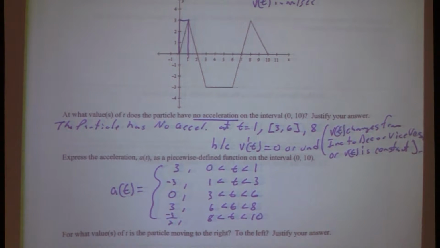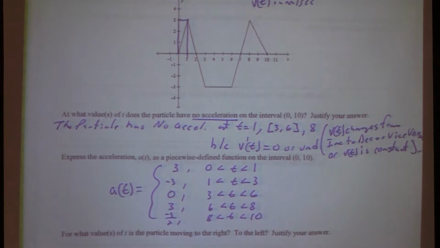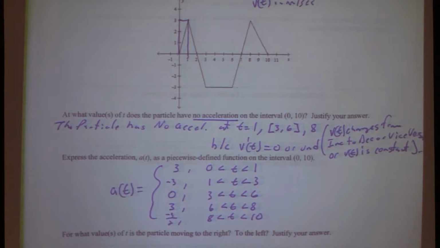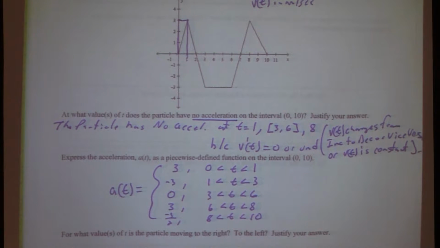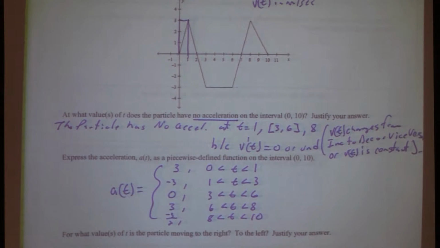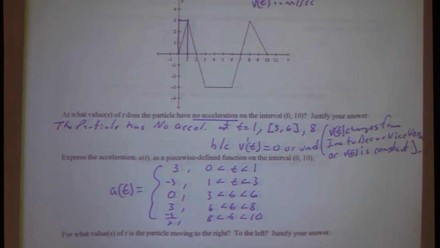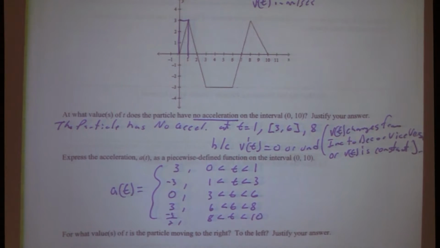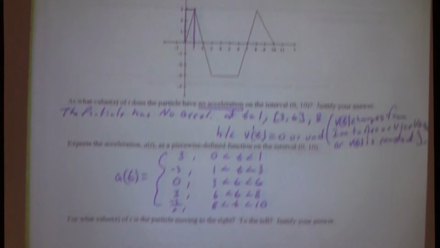So if I ask her, what is the acceleration at 7, what would you tell me? 3? Okay, what is the acceleration at 0.5? 3. What is the acceleration at 1.5? -3. What is the acceleration at 9? -3/2. Very easy. Okay, you're looking at the slopes of the tangent lines of that interval. Alright, the last two questions so we can be done with this.